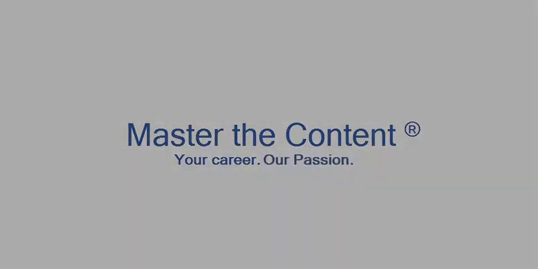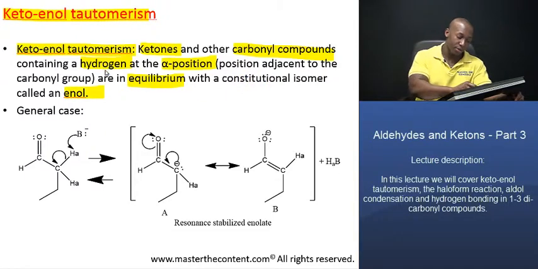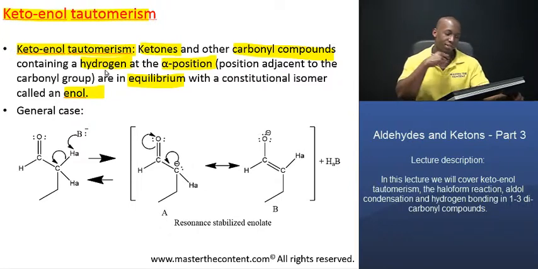Your career, our passion. The first thing that we are going to be looking at is Keto-Enol Tautomerism. So there's a pretty succinct definition of Keto-Enol Tautomerism on the screen right there. And it says that ketones and other carbonyl compounds that have a hydrogen at the alpha position are in equilibrium with a constitutional isomer that is referred to as an enol. Okay, so that's a very brief and succinct definition of that process.